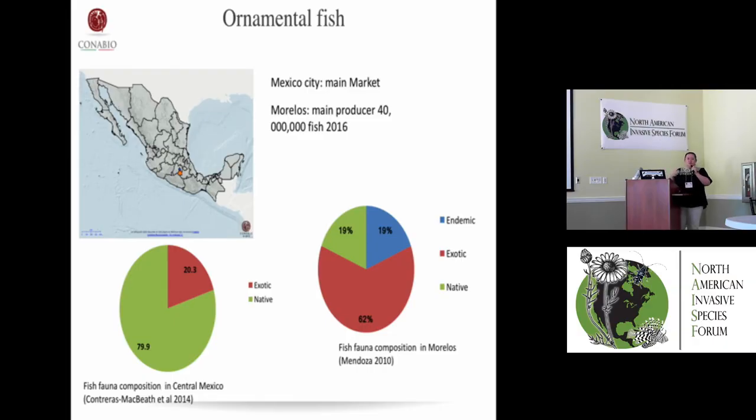But we don't want to, they feel a bit threatened by us, I think. So we're trying to work with them. And also, the problem is that Mexico City is the main market and is really close to Morelos. So you can see there's about 40 million fish produced at least last year. It's a very important economic activity.